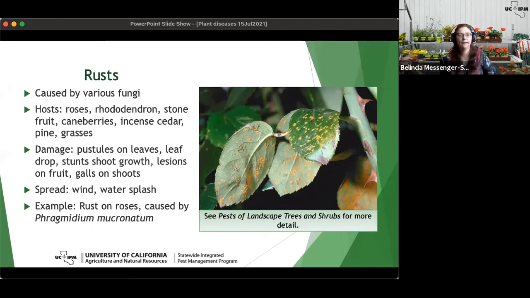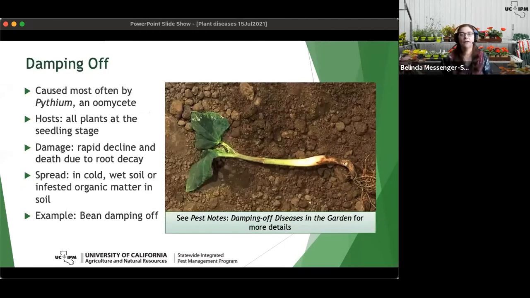Next slide, please. Okay, damping off. Damping off is caused most often by Pythium, which is an oomycete. Seedlings that often fail to come up or die soon after they've emerged from the soil are often affected by this disease called damping off. The disease occurs when the seeds are planted in soil that's too cold and wet for them to quickly germinate.